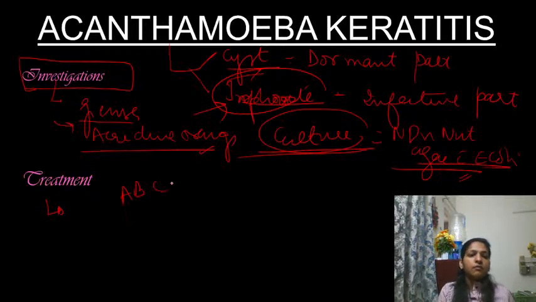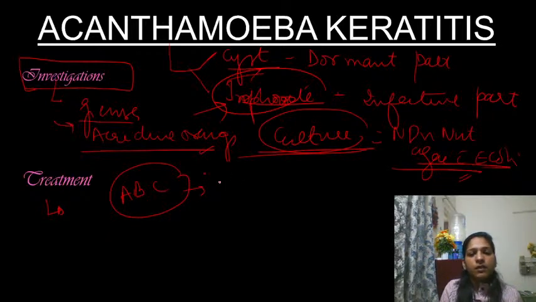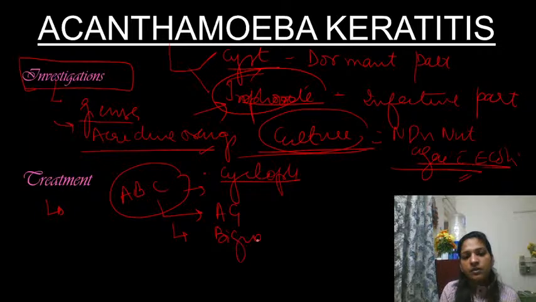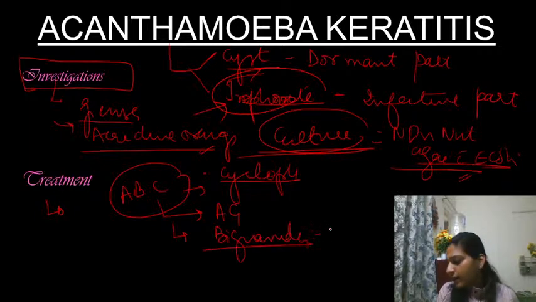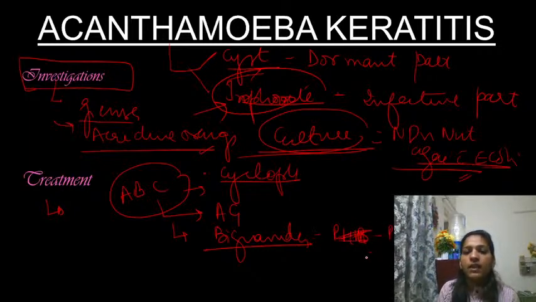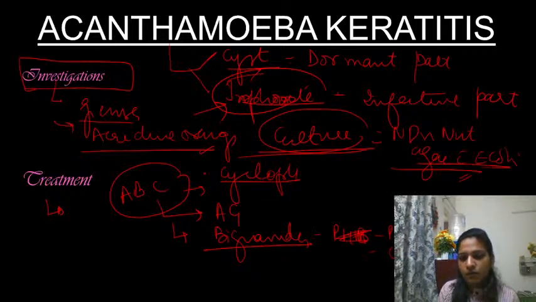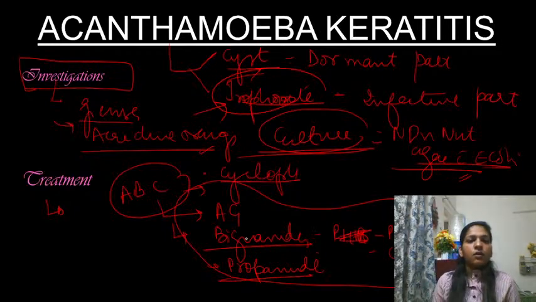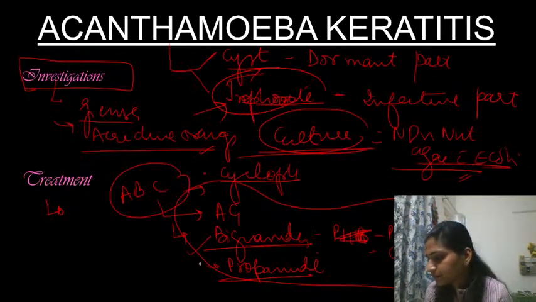Treatment is ABC. Cycloplegics we'll give, but ABC is the mnemonic. A is for aminoglycoside, B is for biguanides. Biguanides, it is PHMB, chlorhexidine, and propamidine. These can all be used in Acanthamoeba keratitis.